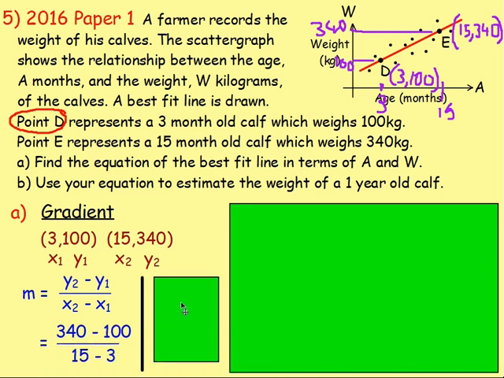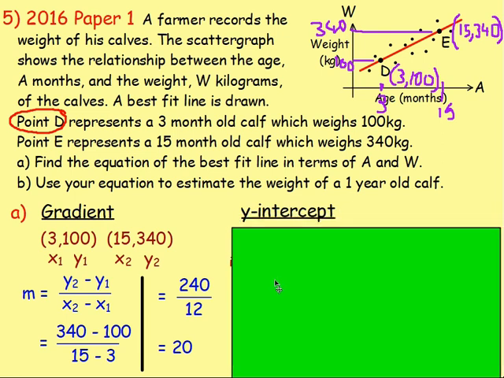If you work that out, 340 take away 100 would be 240. And 15 take away 3 is 12. If you have 240 divided by 12, what's a quick way of doing that? Well, if you cover up the 0, you've got 24 divided by 12. 24 divided by 12 is 2. And if you put the 0 back on, you would end up just with 20. So look for a quick way when you're doing this without a calculator. Again, it's paper 1, it's non-calculator. So we know the gradient is going to be 20.